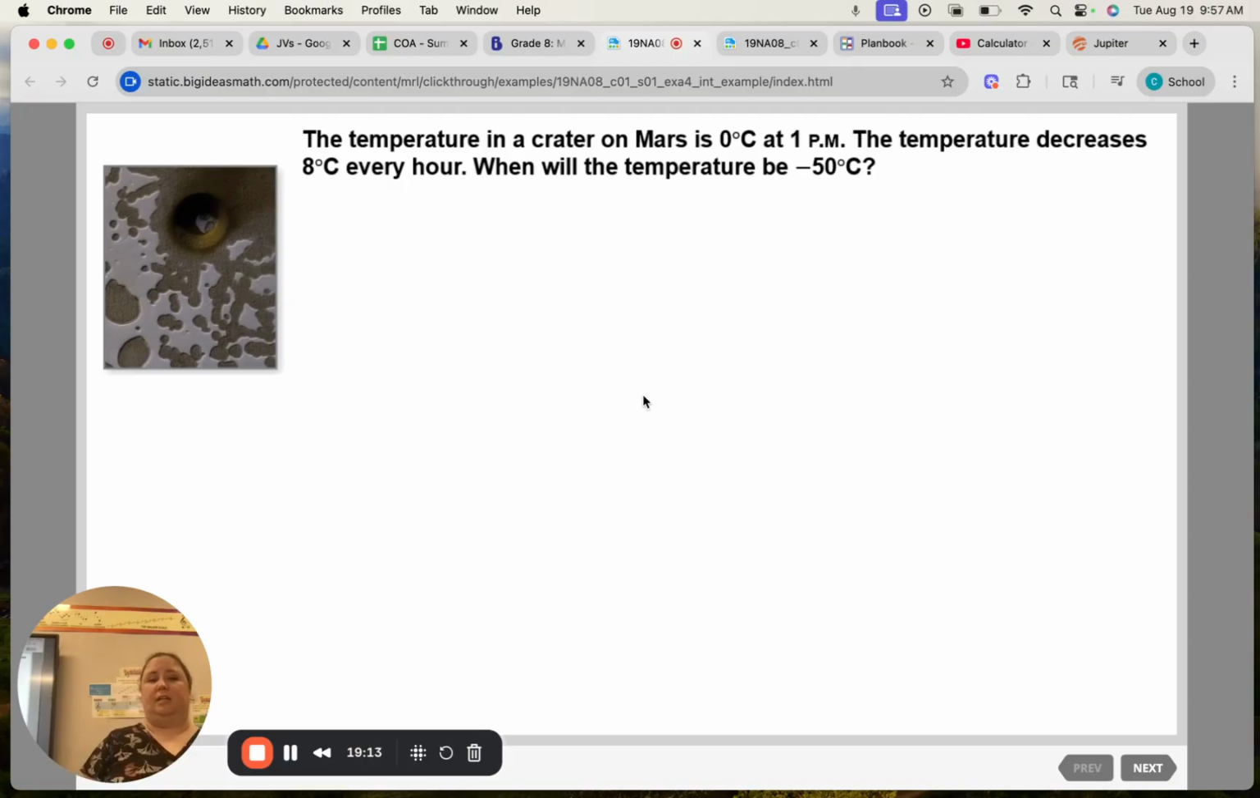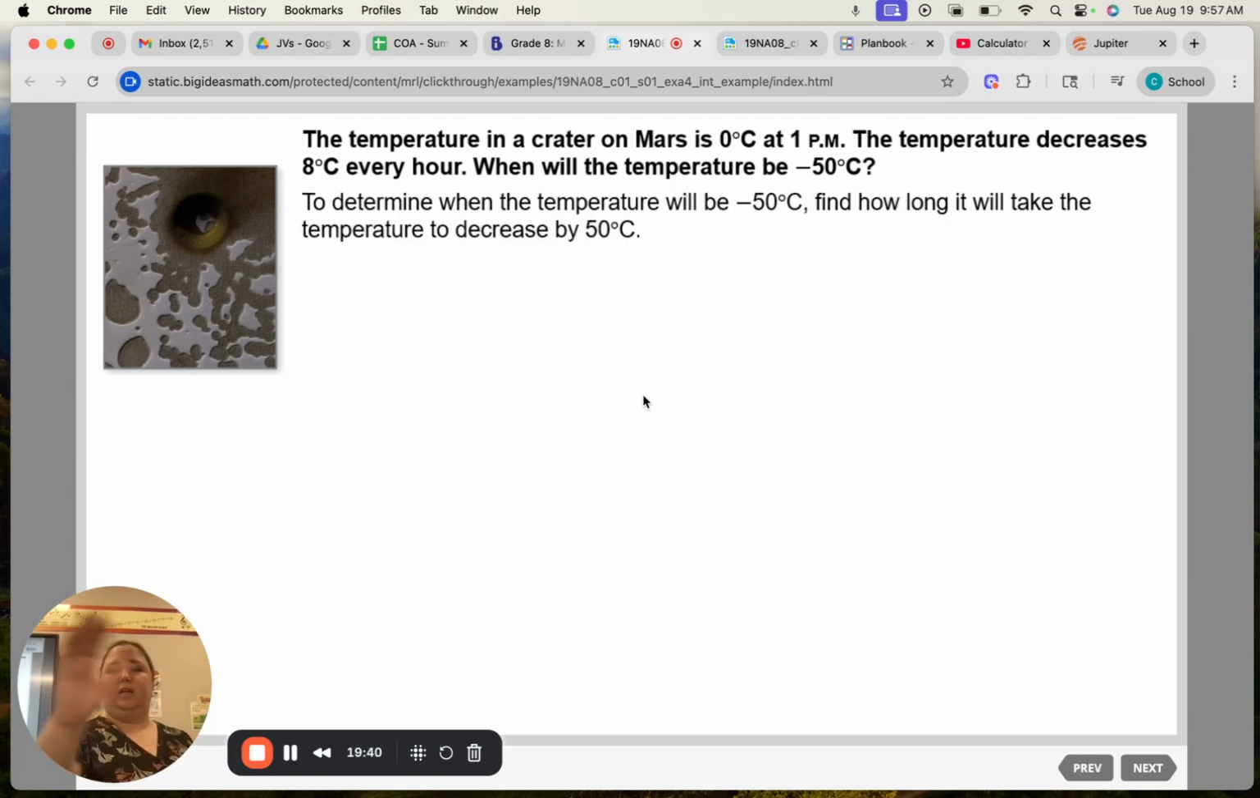The temperature in a crater on Mars is 0 degrees Celsius at 1 p.m. The temperature decreases 8 degrees Celsius every hour. When will the temperature be negative 50 degrees Celsius? So somebody just verbally try and tell me, what are we trying to solve here? See what time will be until we reach negative 50. Very good. What time is it when we hit negative 50 degrees Celsius?